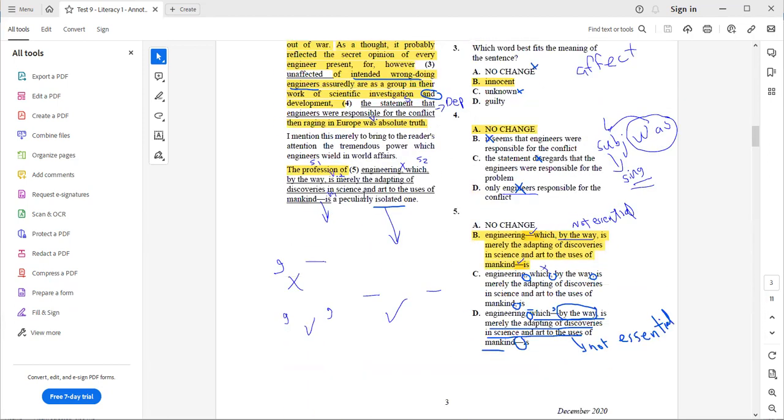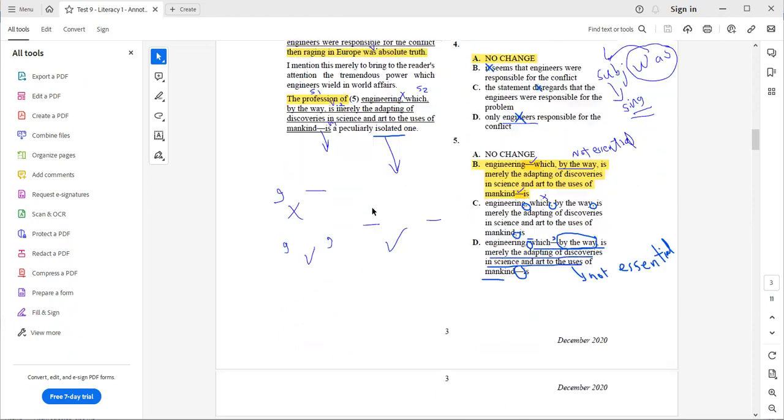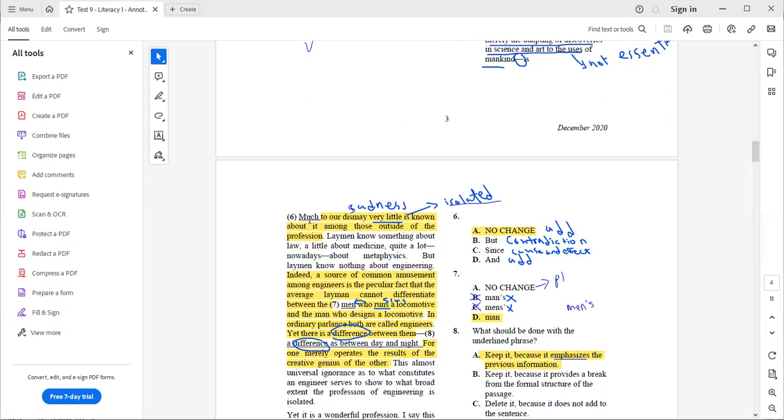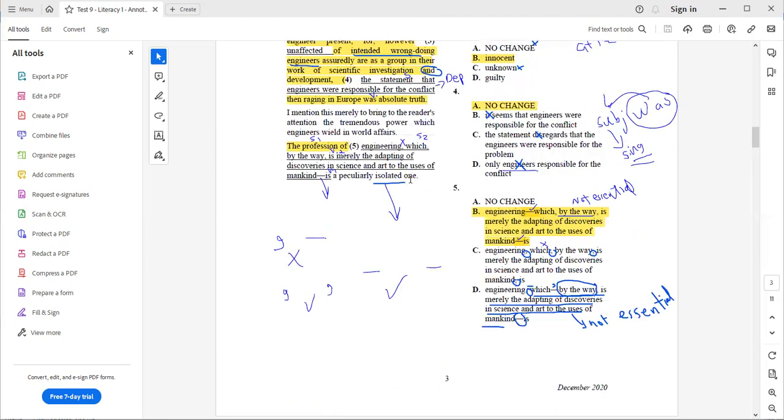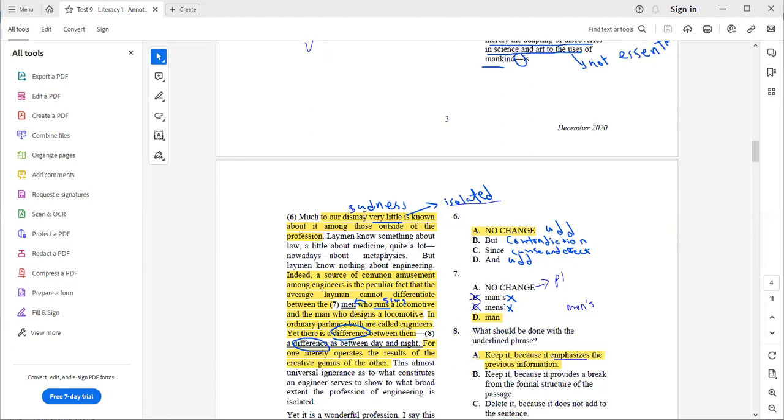So may you read the last sentence here? The profession of engineering, which by the way is merely adapting of discoveries in science and art to the uses of mankind, is a peculiarly isolated one. To our dismay, very little is known about it among those outside of the profession. As you can find here, he said isolated. And here he said dismay, sadness, and very little to know about them. So that means isolated. So now we need addition, right? Yes. Why did you choose much, not and?